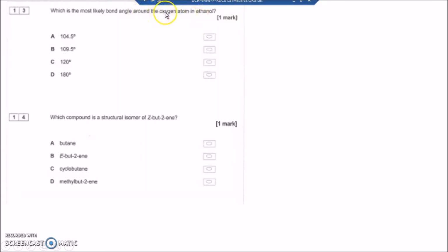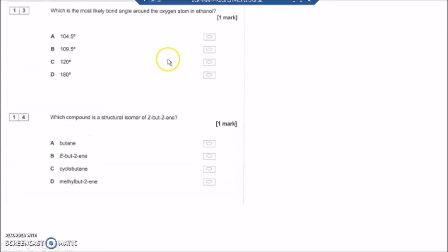What's the most likely bond angle of the oxygen atom in ethanol? Well, let's consider ethanol. Ethanol has got a C with an O to an H, so it's got C-O-H. Oxygen's in group 6, so it's got 6 electrons in its outer shell. It will use one of those electrons to form a covalent bond with the carbon, and another electron to bond to the hydrogen. So it's got one electron of its 6 used to bond to the carbon, one electron of its 6 to bond to the hydrogen. It's got 4 left.